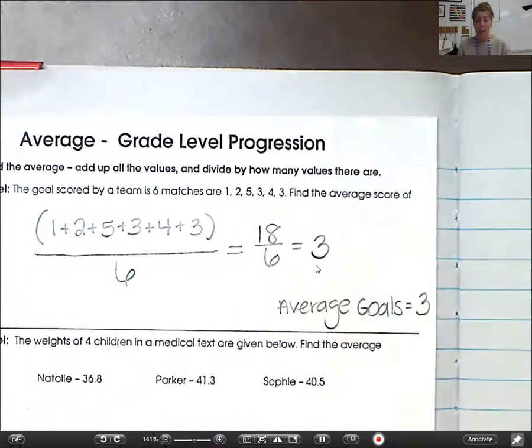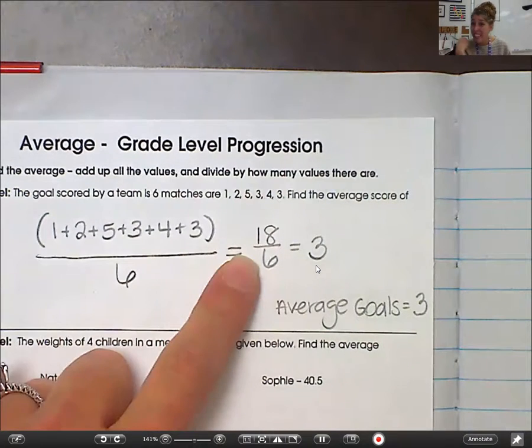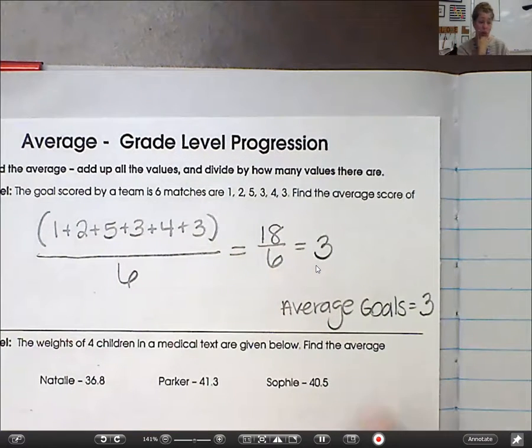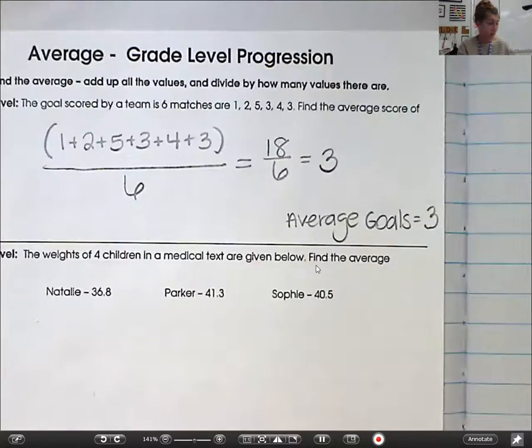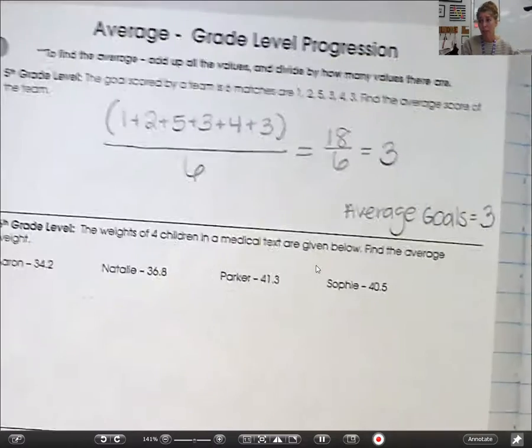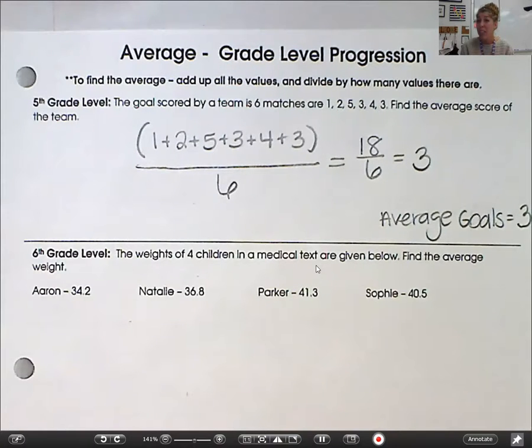Okay. So again, the numbers were all whole numbers. They were divided evenly by the number of values to get a whole number of 3. That's why this is a 5th grade level problem. So to kick it up a little bit, we've got our 6th grade level problem, which includes some decimals, right? Maybe it won't have a whole number answer.